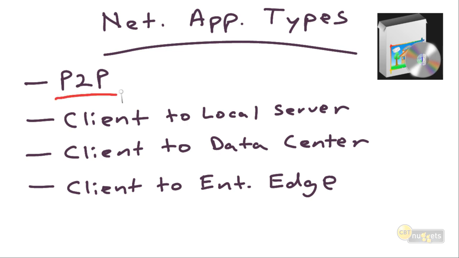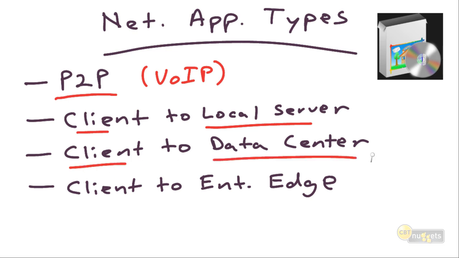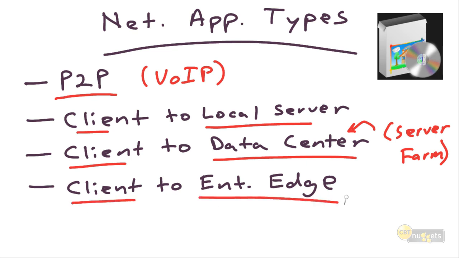There's point-to-point type of applications. A great example of this would be a voice over IP implementation. Then there's client to local server applications. These are client pieces that are going to be accessing a server that is local to that particular LAN segment. Then there's client to data center. By the way, in your exam environment, they might use the old terminology here of server farm. But notice I'm using the more modern terminology of data center. And then finally, there's the application types of client to enterprise edge.